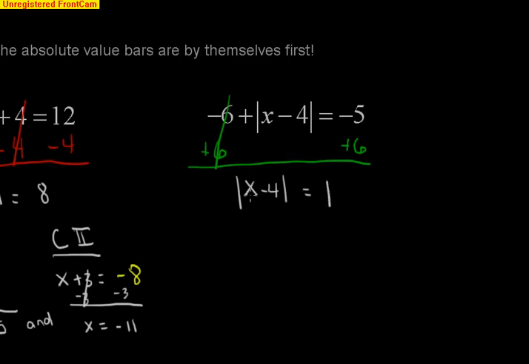We'll set up our two cases here. We'll wind up with x - 4, and that's going to equal positive 1. I'll choose red again. And then case number 2, we'll wind up with x - 4 equaling negative 1.